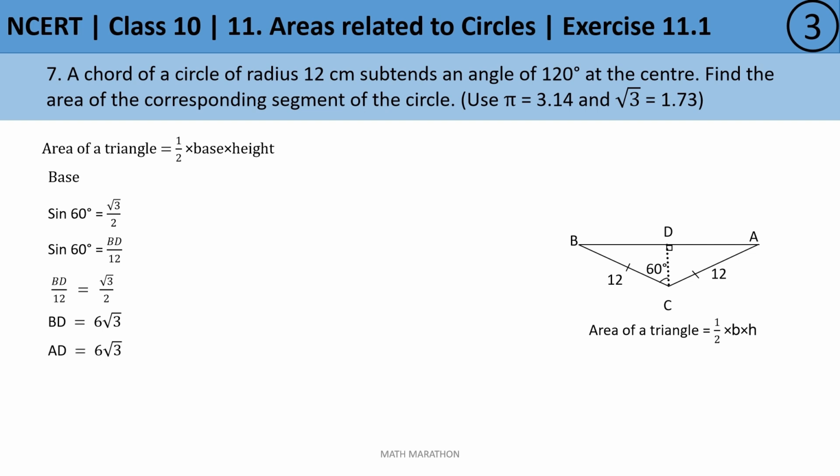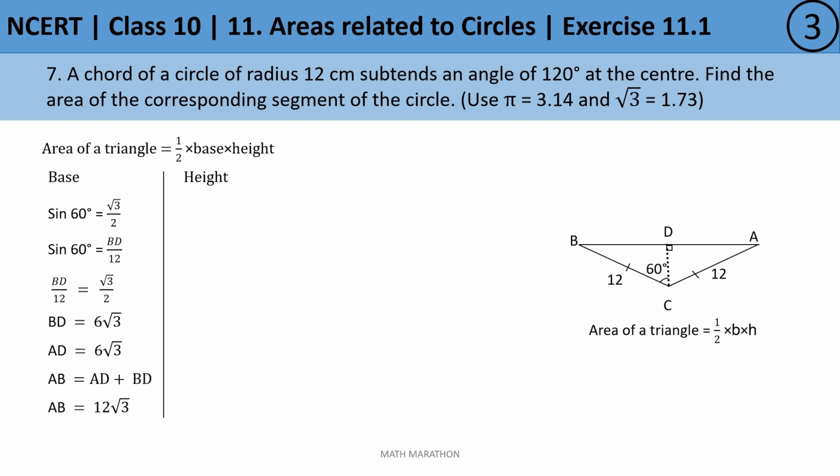Triangle CDB and triangle CDA are congruent triangles. So, BD is equal to AD. So, AD is equal to 6 root 3. AB is equal to AD plus BD. AB is equal to 6 root 3 plus 6 root 3. AB is equal to 12 root 3. So, base is 12 root 3.